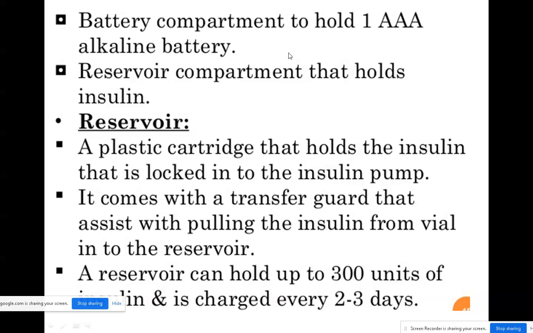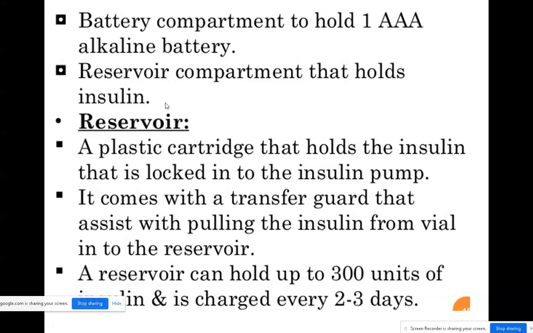And then a battery compartment to hold one AAA alkaline battery. One triple A alkaline battery is enough for managing the device. And then the reservoir compartment that holds the insulin, like a bank, it will be storing the insulin.